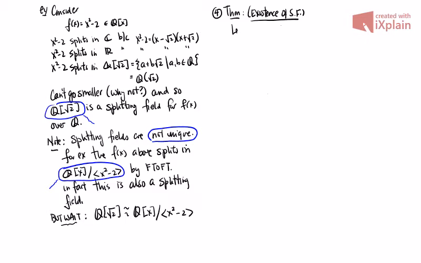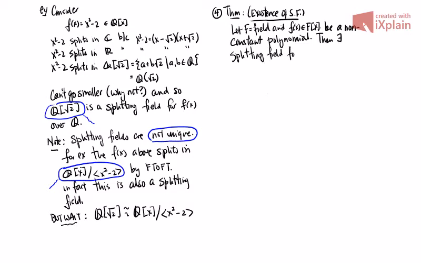In other words, it says, let F be a field, and let f of x be in F adjoin x. Let this be a non-constant polynomial. We always want to exclude these because they don't factor into products of linears, not in any real sense. Then there exists a splitting field for f of x over F.